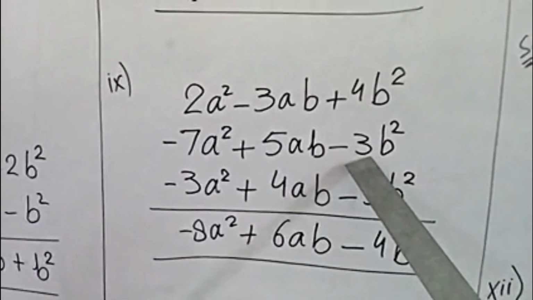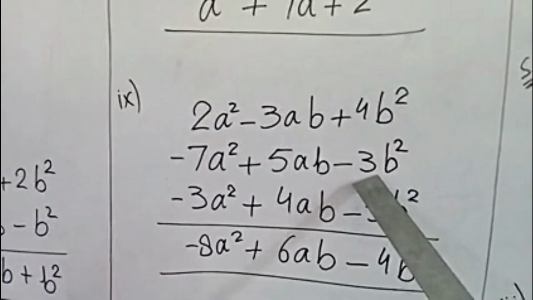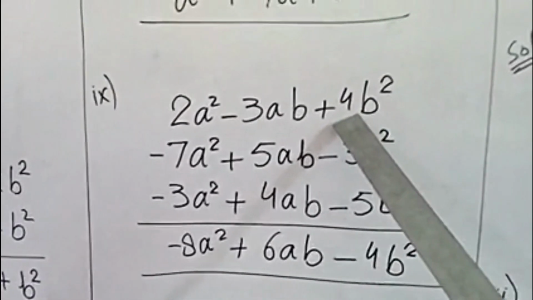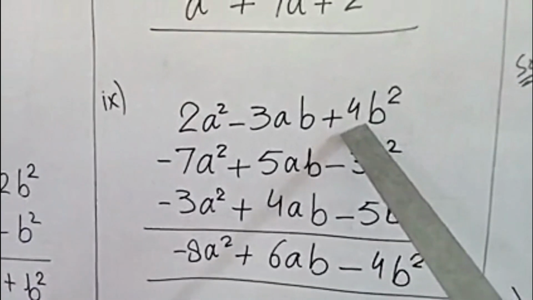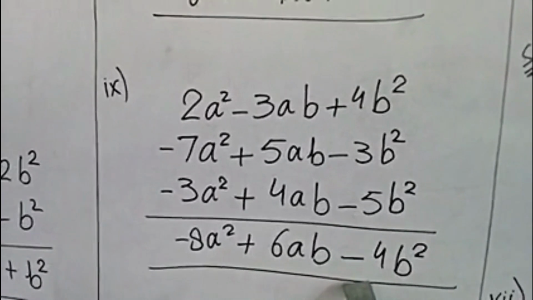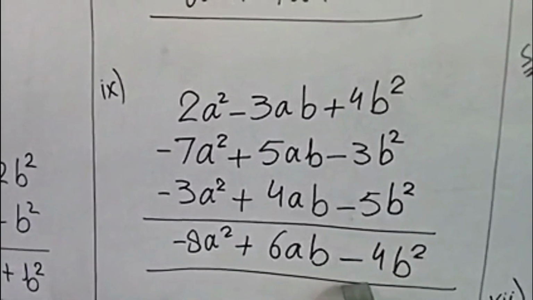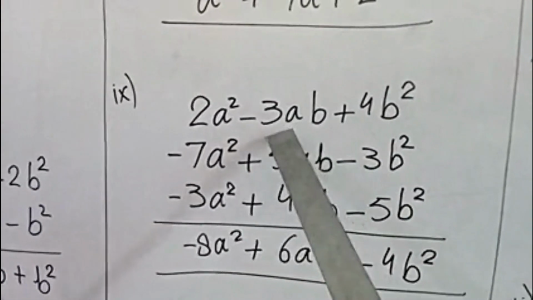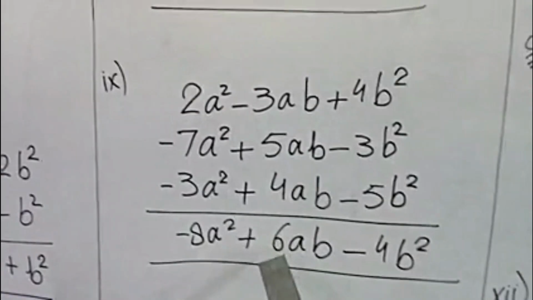Minus 5 minus 3 will give minus 8, and minus 8 plus 4, plus minus minus, and due to minus 8 the answer will be minus 4b square, because 8 is the larger value and there is a negative sign with 8. Here 5 plus 4 is 9, and 9 minus 3 will become 6ab.